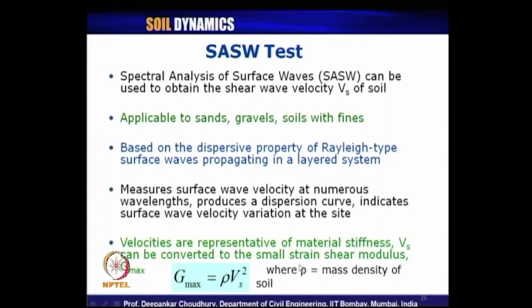What is small strain shear modulus? I will explain these things in subsequent lectures. That is expressed by G max. G is the expression for shear modulus. So, G max is nothing but the maximum shear modulus, or small strain shear modulus. That G max is given by rho times Vs squared. Vs is the shear wave velocity of the soil and rho is the mass density of the soil material. So, this is the expression used to obtain the shear modulus.